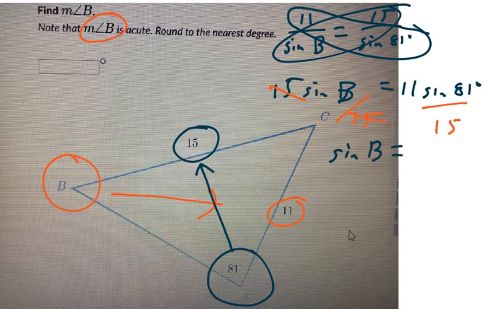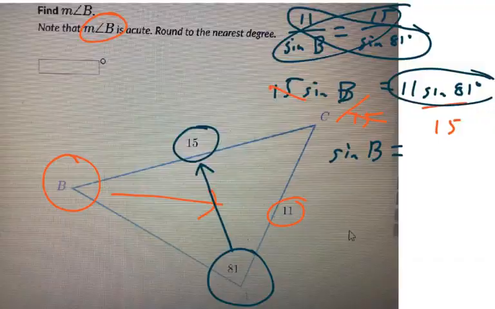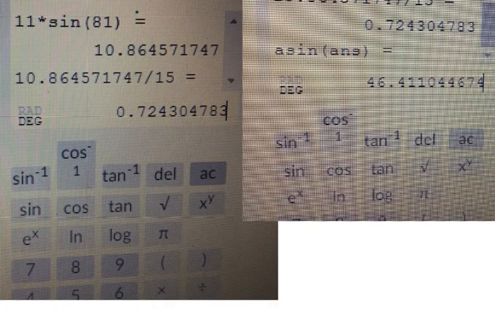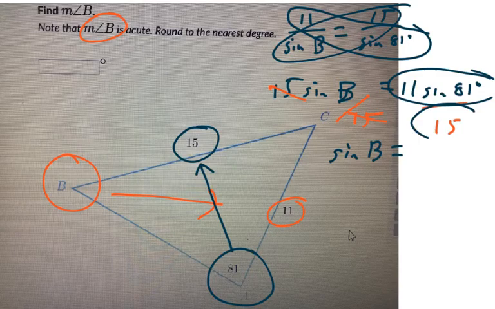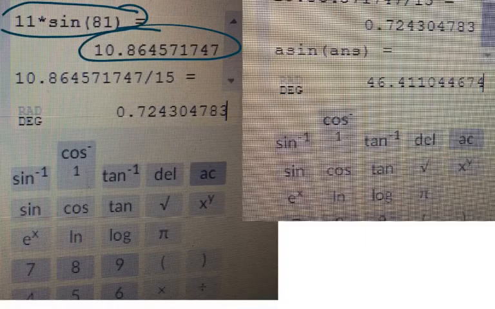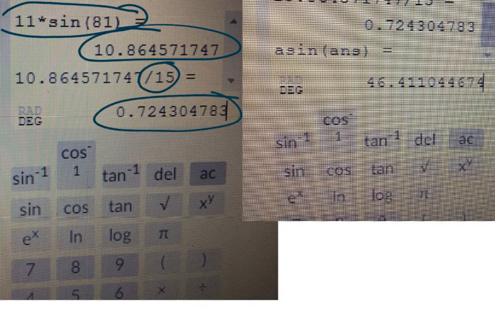So let's do it together, guys. 11 times the sine of 81 is this 10.86. Again, leave it in the calculator. Why? Because the next thing you're going to do is divide by 15. I divided by 15. I got 0.724. Again, leave it in your calculator. See, it's right over here.